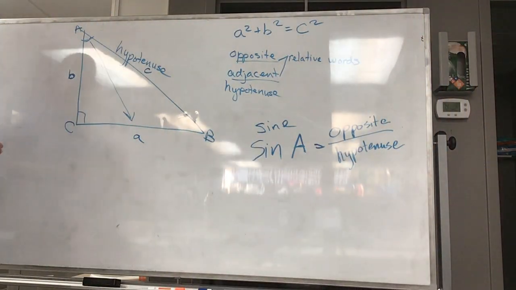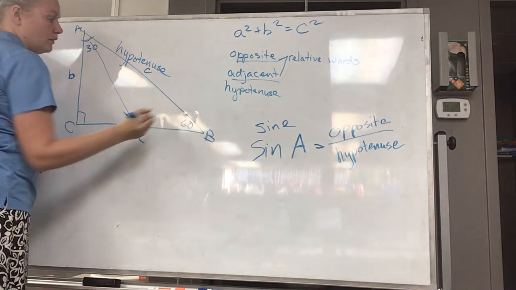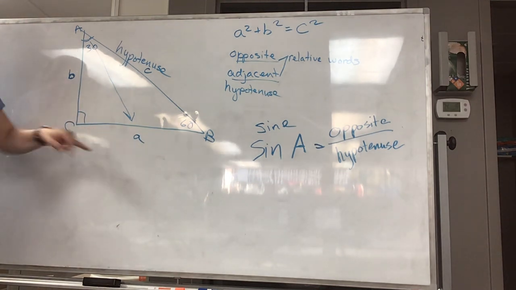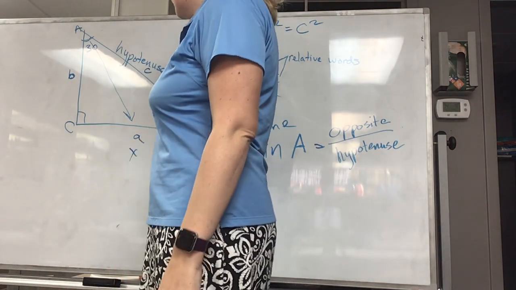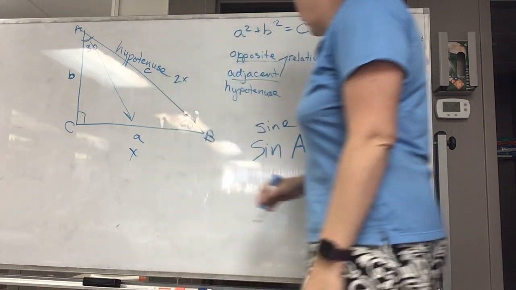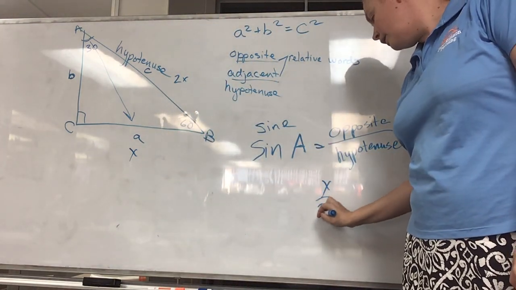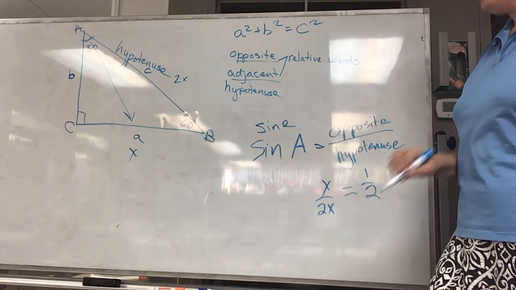Back to our 30, 60, 90 triangle. If this is 30, and this is 60, and this is our 90, the sine of A is going to equal, remember we talked about this, if this is x, this is 2x, it's going to equal x over 2x, the x's cancel, and it comes out to 1/2.